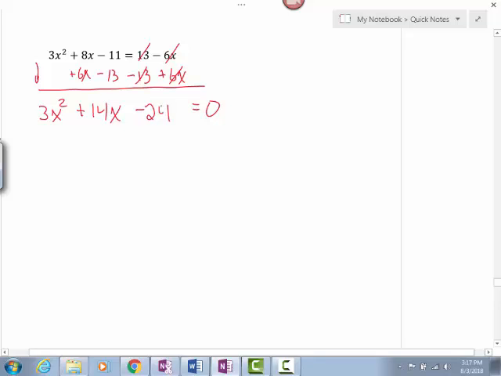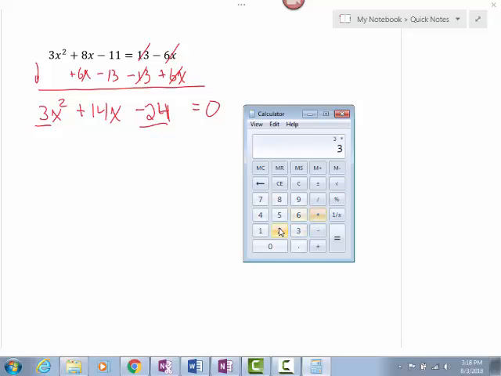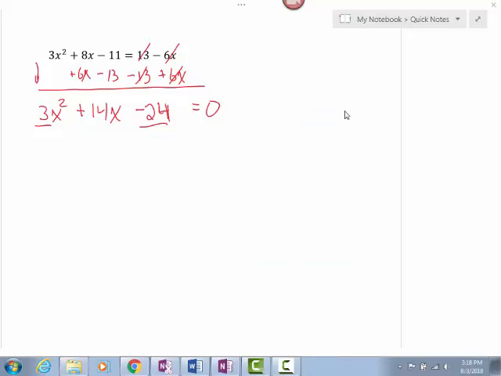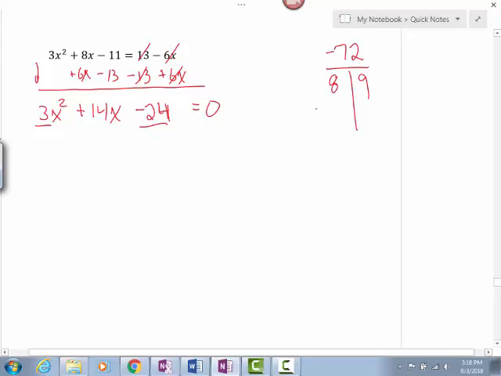Okay, so now I'm going to factor this problem, right? And because my number in front of my x squared is a 3, I have to use my grouping method. So I'm going to take my calculator and say, okay, what's 3 times negative 24? Negative 72. So I need to think of numbers that multiply to a negative 72. I know 8 times 9 gives me 72, but the difference of those numbers would be 1, and I need the difference to be 14.